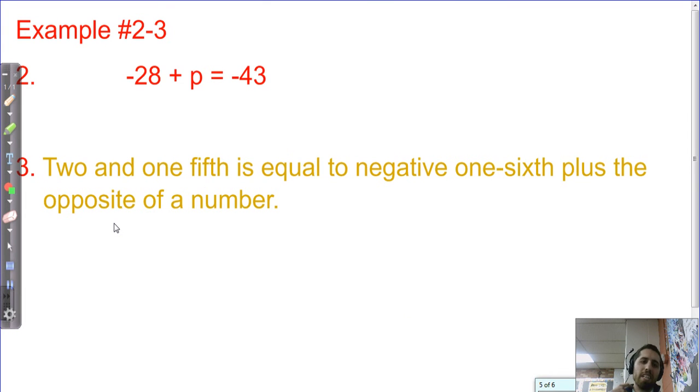Number 2 says negative 28 plus p equals negative 43. This is going to be easy enough if we just follow our steps. Step number 1 is to draw the scales of justice. Those are kind of wonky. Step number 2 is find the variable. It's a p, so we need to isolate p by undoing what's been done. What's been done to p? Well, negative 28 was added.